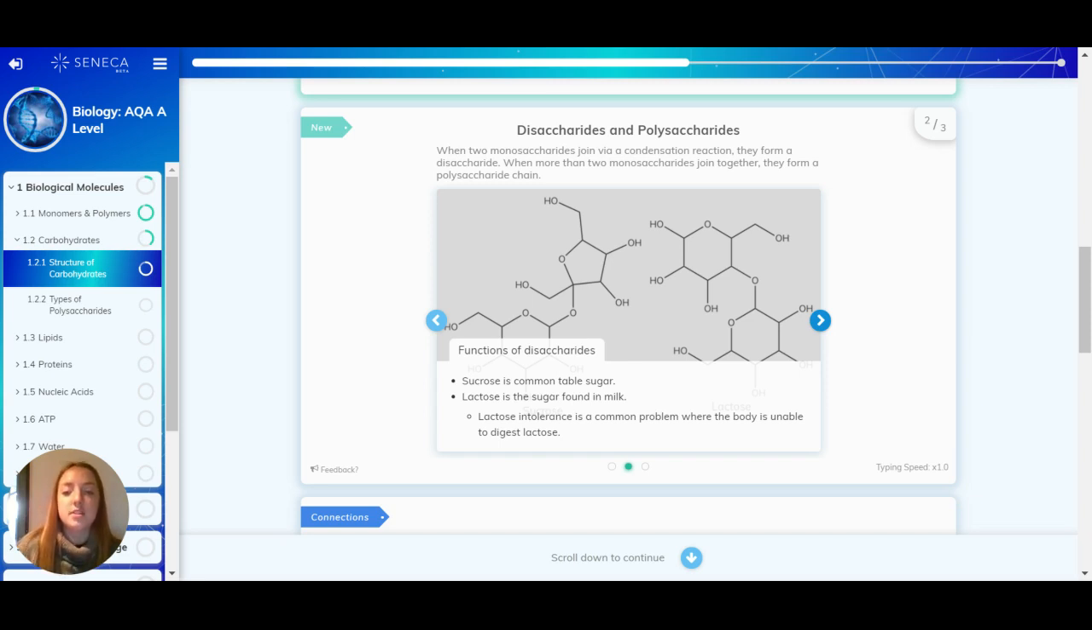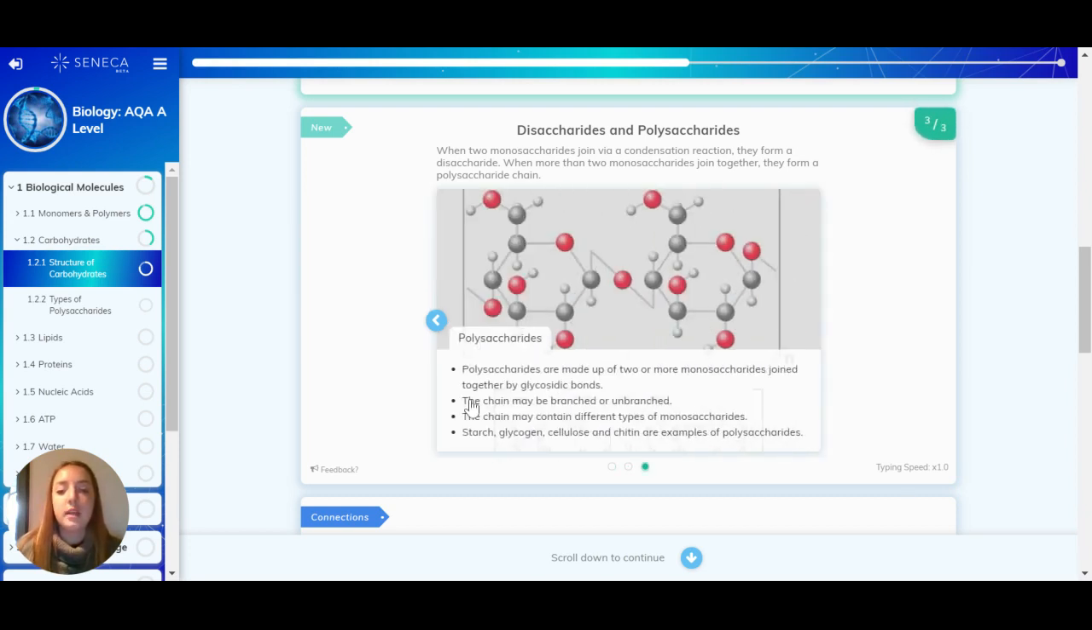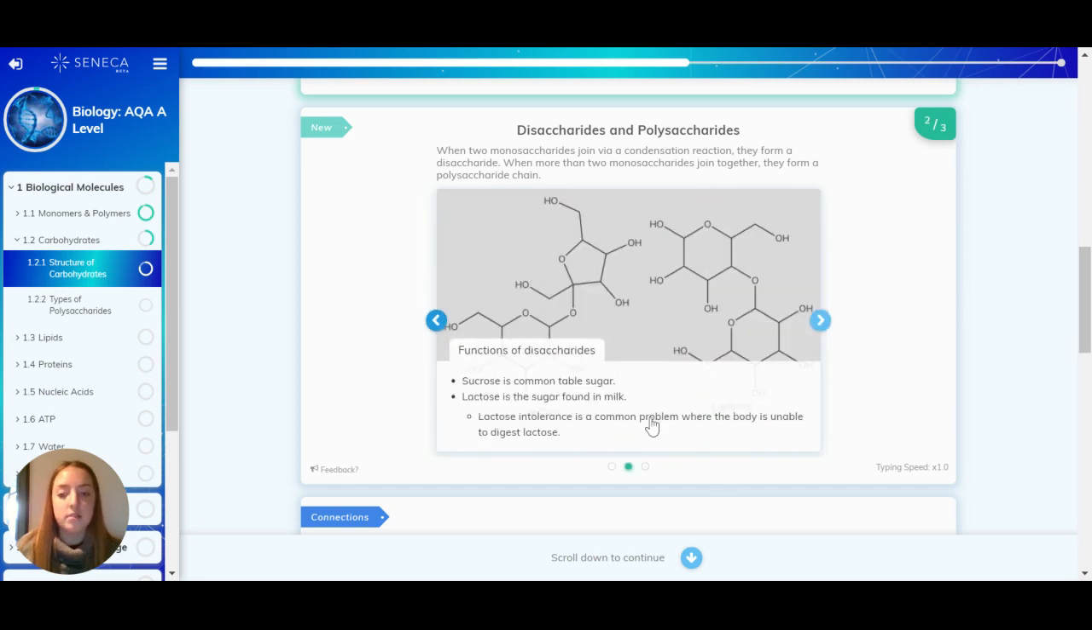So what are the functions of disaccharides? So let's look at some of the ones that we talked about. Sucrose is the sugar that you would have commonly on your table, so the sugar that you put in your tea, that is sucrose. Lactose is the sugar found in milk. So when milk tastes quite sweet, that's because of lactose. And lactose intolerance is a common problem. So this is when people drink milk, but their body can't digest the lactose.